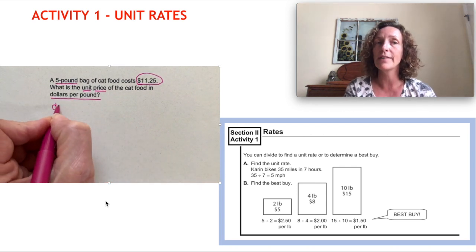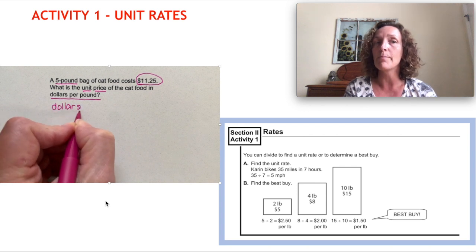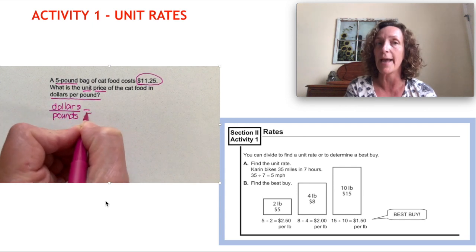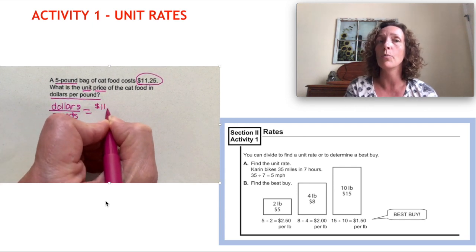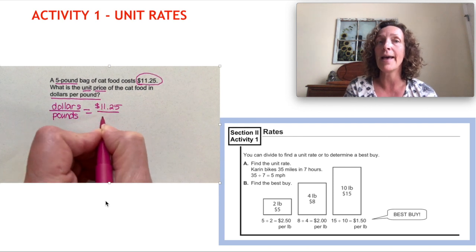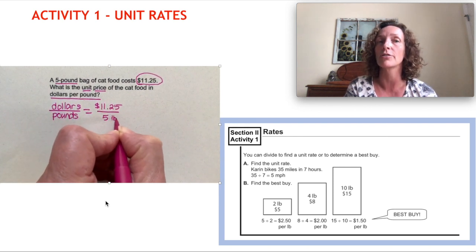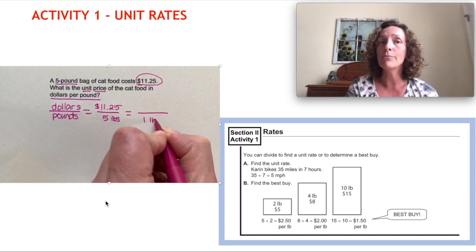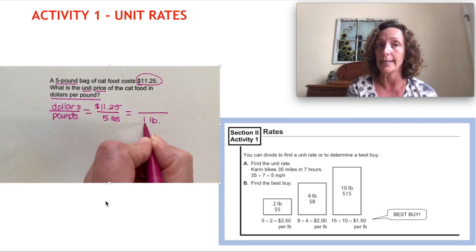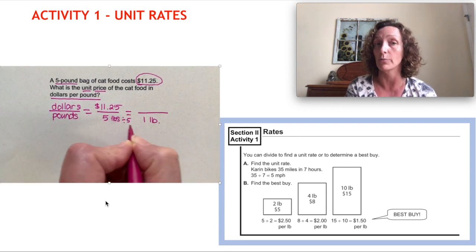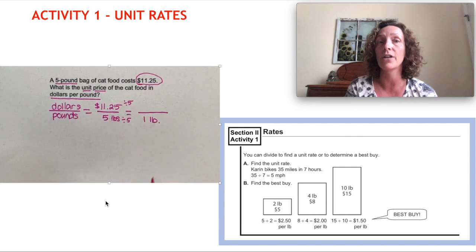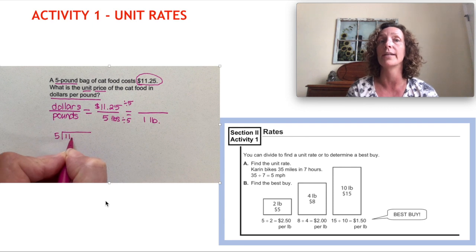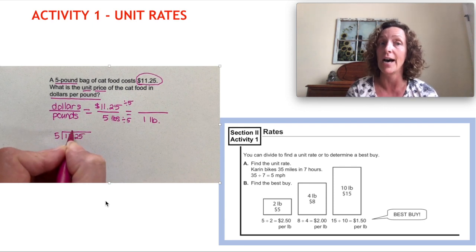So I'm trying to find the unit rate. I've set up my ratio first so that I remember the right way to set it up. I'm going to do dollars over pounds. So in our problem, we know that a 5-pound bag of cat food costs $11.25. So I set up my ratio that way. Now I'm trying to find the unit rate. So I want to find an equivalent ratio with 1 in the denominator. So 5 divided by 5 is 1. Now I have to find out what $11.25 divided by 5 is.